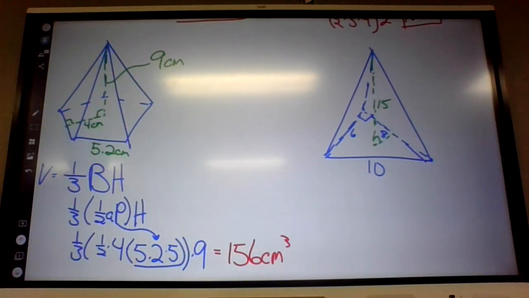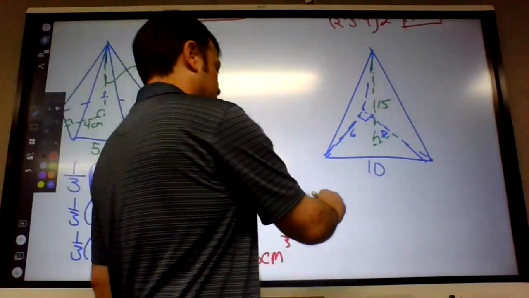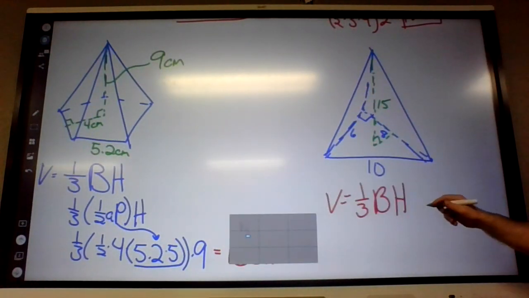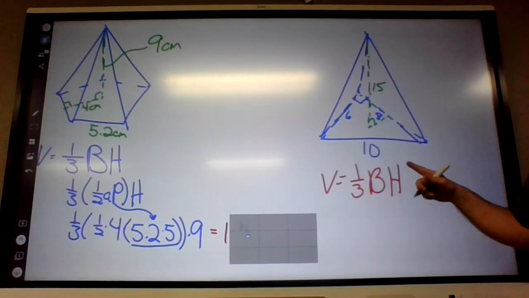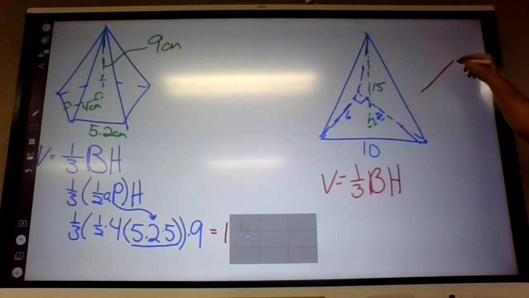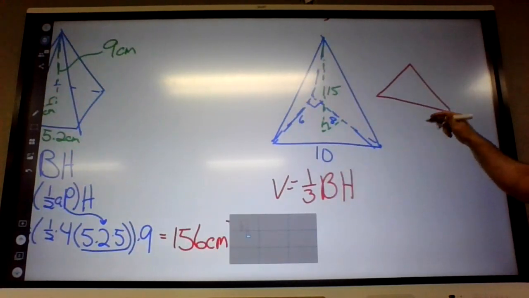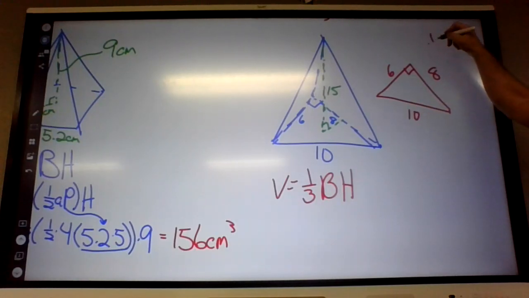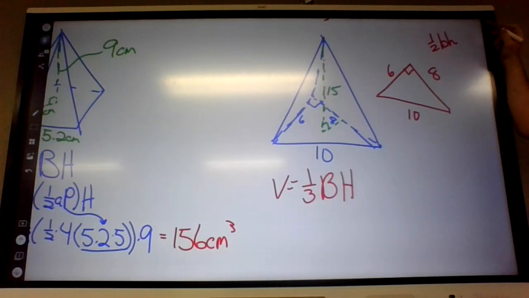Okay, so it's another pyramid. It's the same formula as this guy right here. 1/3 area of the base times the height. How are we gonna find the area of the base? It's another triangle. It's 1/2 base of the triangle times height of the triangle. What are we gonna use for base and height of the triangle? 6 and 8.